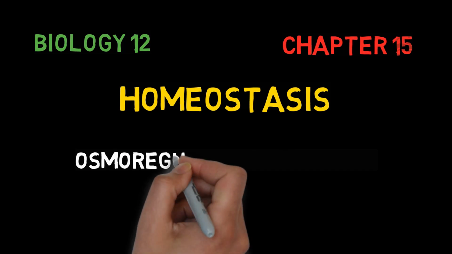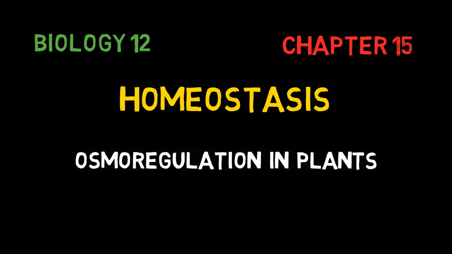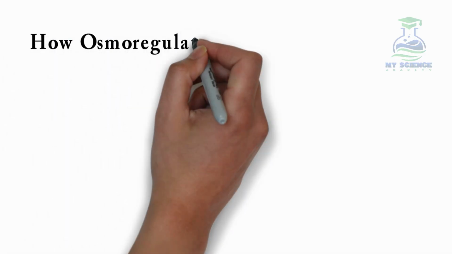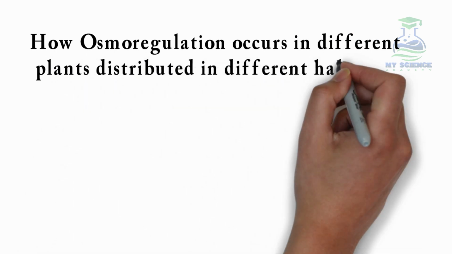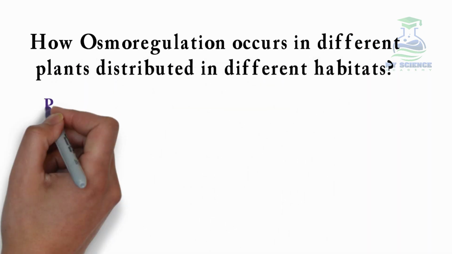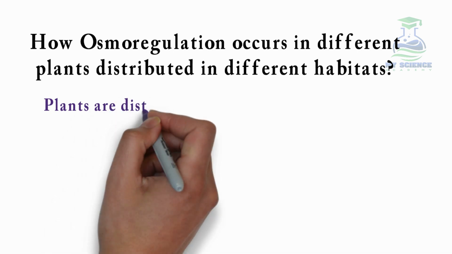Today we are going to discuss the topic of osmoregulation in plants, how osmoregulation occurs in different plants distributed in different habitats. Plants are distributed in different habitats.